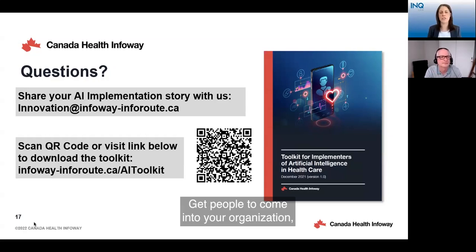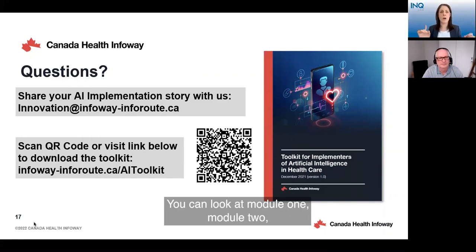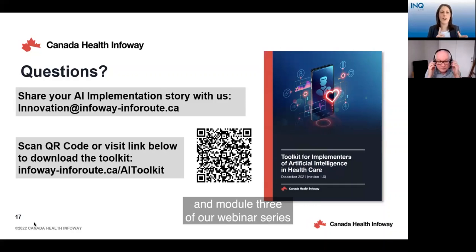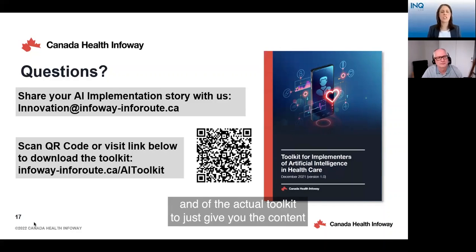Get people to come into your organization or present within your organization. Start with: here's what artificial intelligence is. Here are the benefits. Here are the risks. You can look at module 1, module 2, and module 3 of our webinar series and of the actual toolkit to give you the content you need for that initial literacy training.